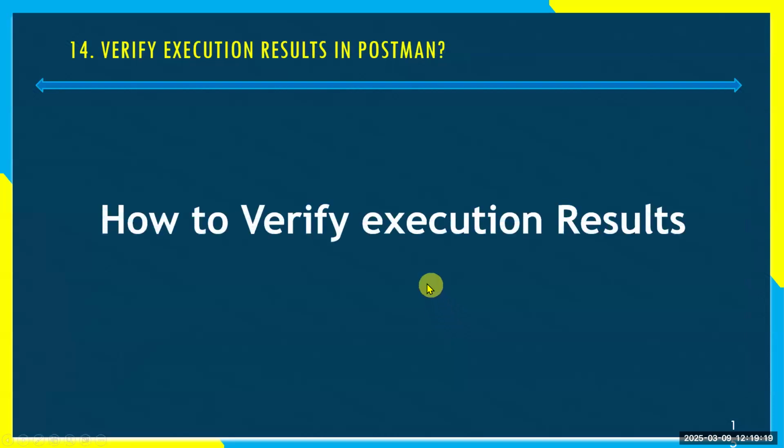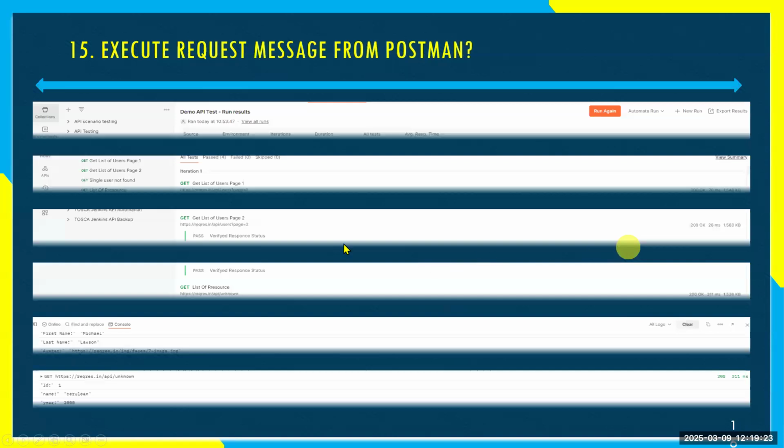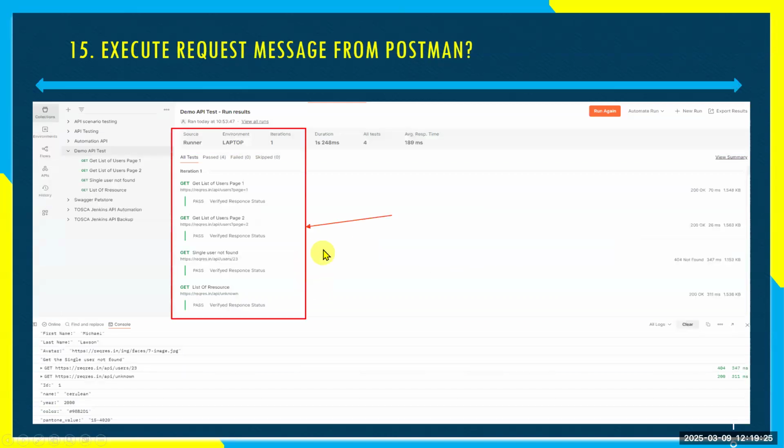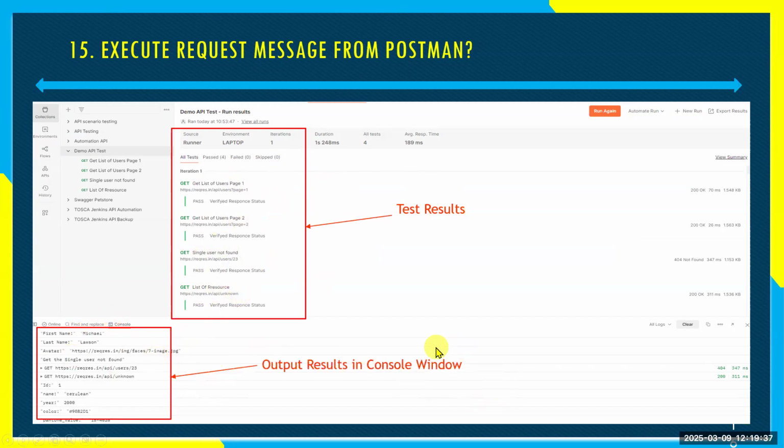After execution, you can verify the execution results. You can see here the get test results: first message, second message, third message. At the same time, you can verify the data inside the console window. So this is the output results, and the status code is also 200. That's why there is a green color message. Otherwise, it will show a red color message. So this is the very high level.